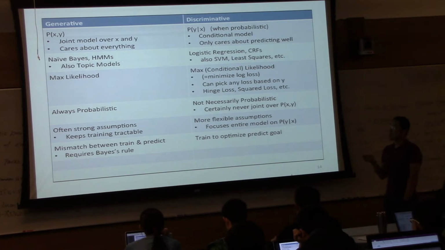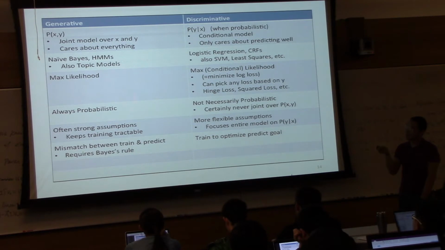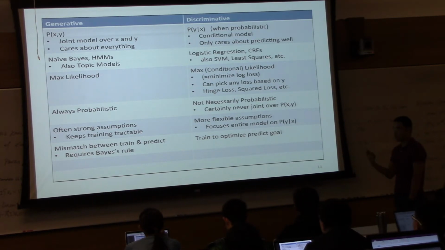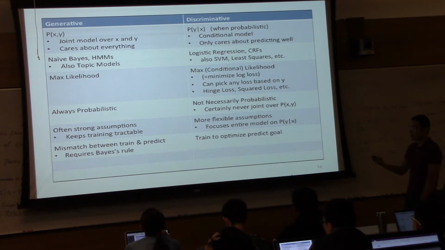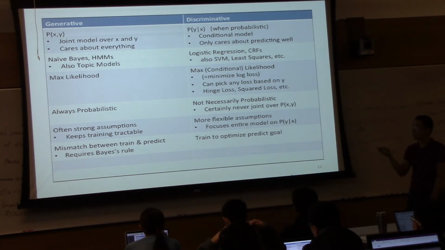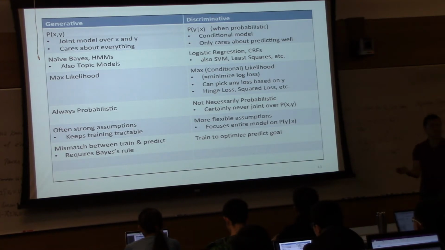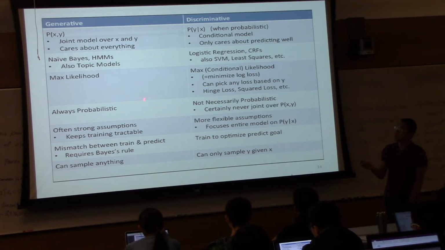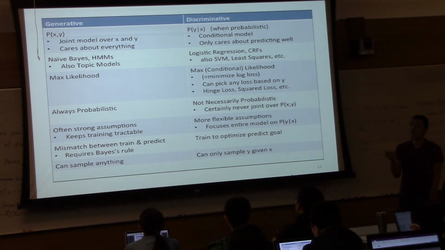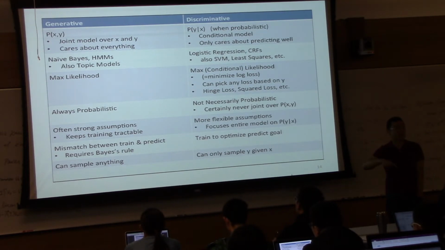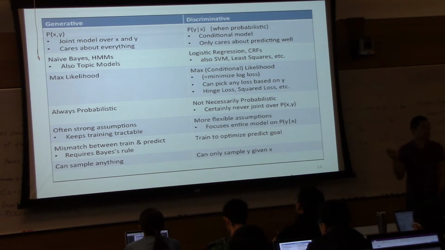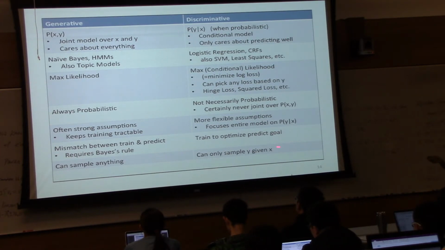Because the most common use case of these models is to predict y given x, the way you train a generative model gives you a mismatch between the training goal and the prediction goal, because you have to use Bayes' rule as a consequence. Whereas in discriminative models, you're training to directly optimize the prediction goal. Of course, on the other hand, generative models are a model of the test distribution, so you can generate samples under your model. You can sample anything. Discriminative models can only sample y given x. You cannot sample x comma y.